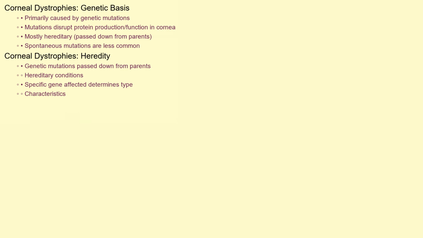In most cases, these genetic mutations are passed down from parents to their children, making corneal dystrophies hereditary conditions. However, spontaneous mutations can also occur, although this is less common. The specific gene affected determines the type of corneal dystrophy and its characteristics.